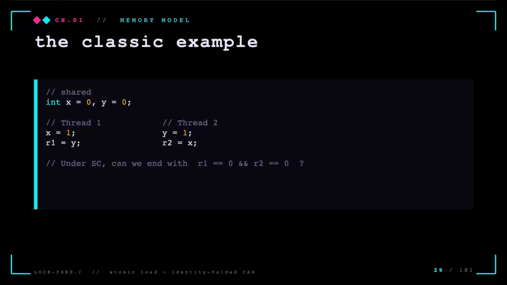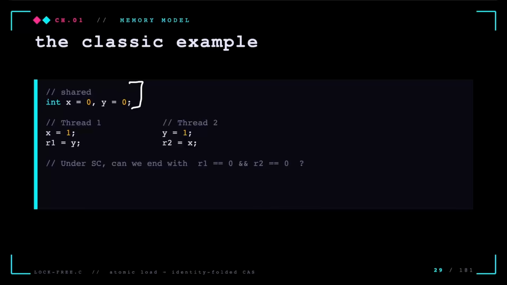We're going to have 2 shared variables between 2 threads, x equals 0 and y equals 0. Then we have 2 threads, thread 1 and thread 2. In the first thread, we're going to set x to 1 and r1 to y. And thread 2 is going to set y to 1 and r2 to x.